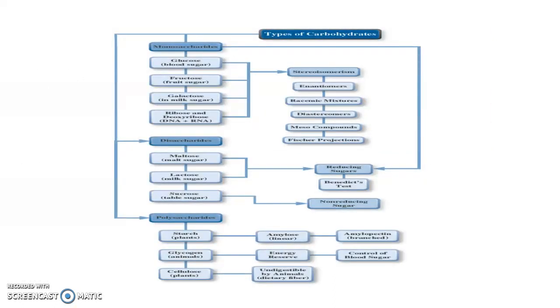Here are the multiple levels of carbohydrates. You have monosaccharides, which are glucose, fructose, galactose, and ribose. Then you have disaccharides, which are maltose, lactose, and sucrose. And then you have the more complex polysaccharides: starch, glycogen, and cellulose. And each one of these has a different role in how our body breaks them down.